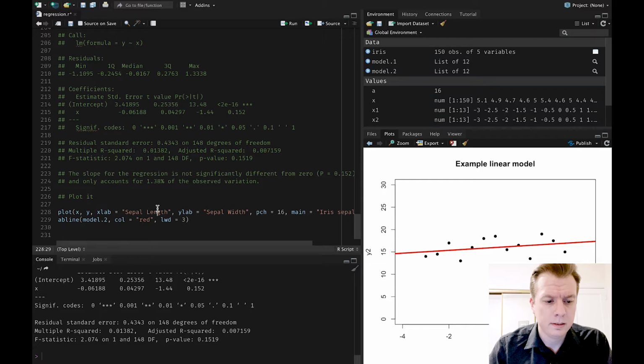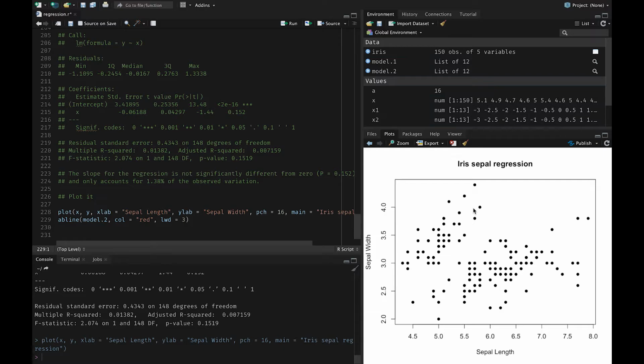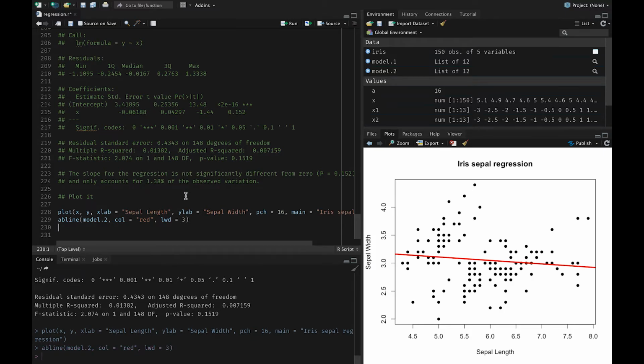So let's plot it and see what this data looks like. So here's a plot of the iris sepal length and width. And so we have sepal length on the x-axis and sepal width on the y-axis. And let's put our model in. And as you can see, while the plot looks to be negative, it is not significantly different from 0. So even though there's a correlation between sepal length and sepal width, it does not mean that sepal length predicts sepal width.